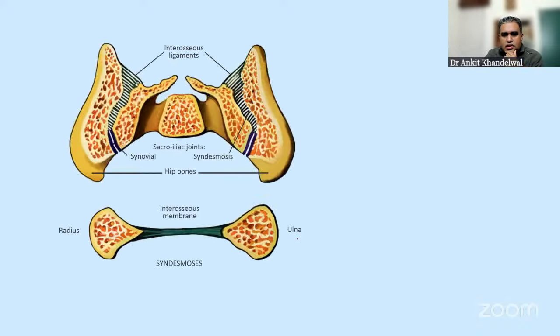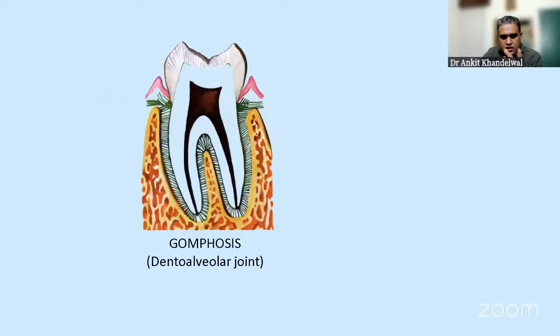For example, see over here, radius and ulna are shown. This is interosseous membrane syndesmosis. Which variety? F for fibrous. Here you're seeing a hip bone, so the sacroiliac joint. You'll see the lower limb, and then you have a bit of synovial and syndesmosis over here. In the lower joint, this is teeth and socket, gomphosis. Which variety? F for fibrous.